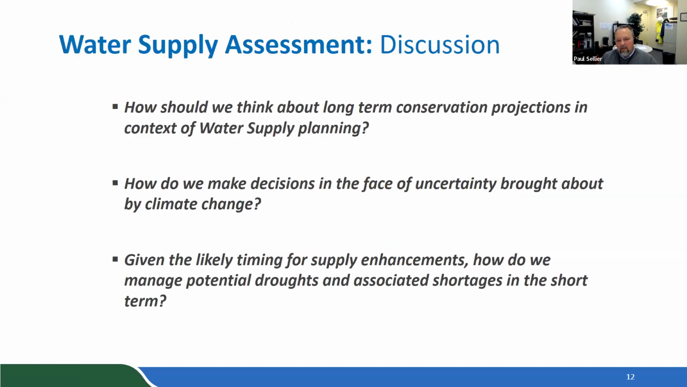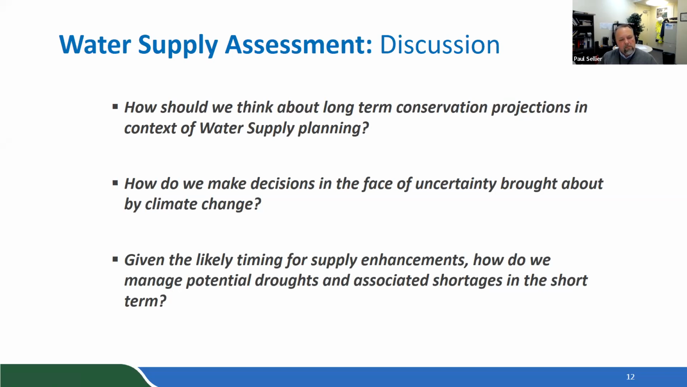The first slide is the summary of the 3 questions. These are just 3 that we've thought of, and I'm sure you may have more. The following 3 slides will help us walk through it and navigate. The first one we wanted to kick off was, how should we think about long-term conservation projections in the context of water supply planning? We'll get into what we mean and what the bookends might look like for that, just to frame the table.